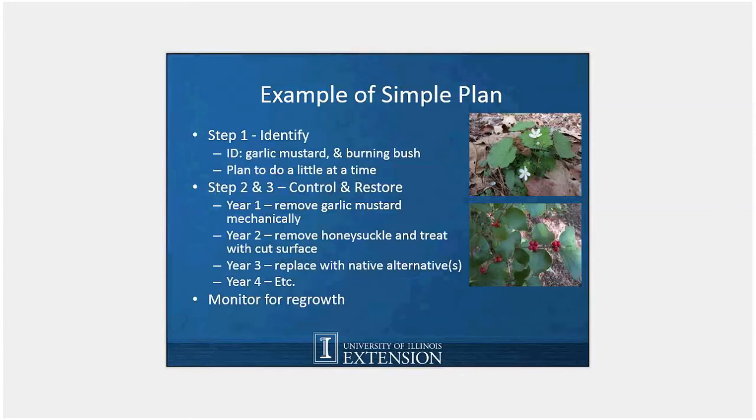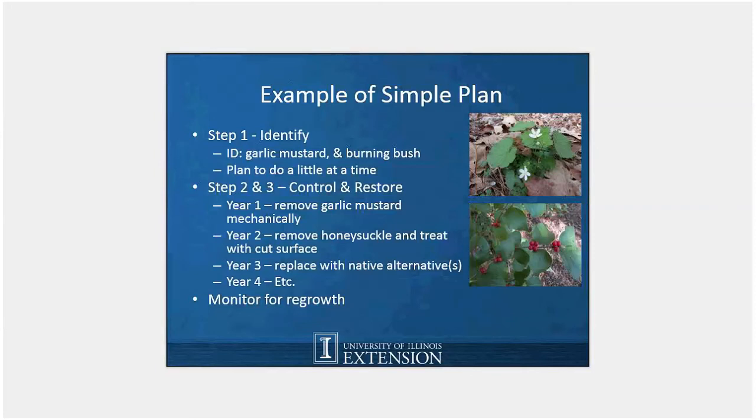So let's talk about just a quick example of a very simple plan. So step one, it's what Kari and Andrew talked about. We identify the plant. So let's say we have garlic mustard and we have burning bush on our property. Perhaps right now we can't do anything. It's the winter time, so we're kind of stuck. But once the time comes around, once it is ideal, when we are dealing with garlic mustard, our plan is to remove it mechanically. So we might be mowing it. We'll probably be pulling it by hand, and then possibly also treating with a chemical.